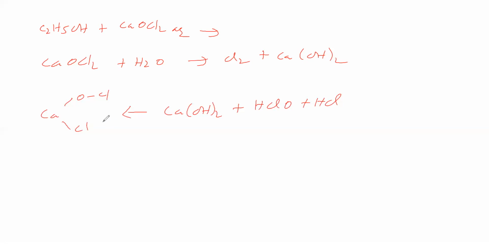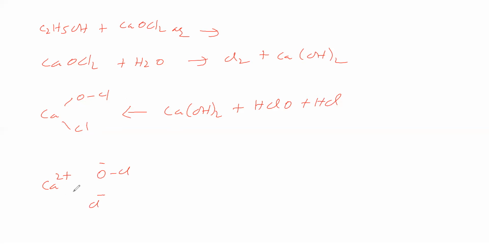So this salt is a mixed salt. Why is it a mixed salt? A mixture of two different acids reacts with the base to give this salt. This is the hypochlorite part and this is the chloride part. So it is Ca2+, OCl- and Cl-. Bleaching powder is like this.